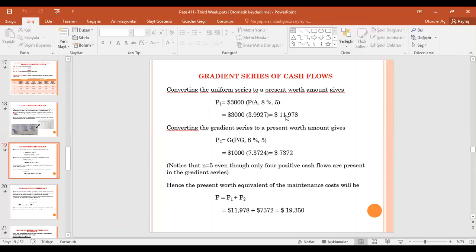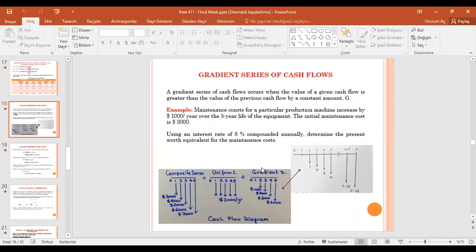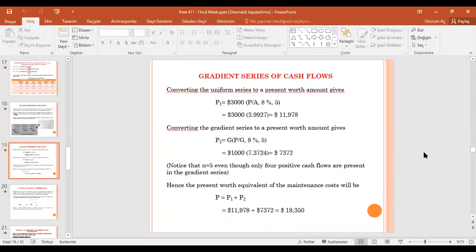Going to obtain $11,978. Okay. What about the gradient series? Now I have to calculate the gradient series. I know the gradient, which is $1,000. Okay. I have to multiply it with the P over G because I want to calculate present worth, right?